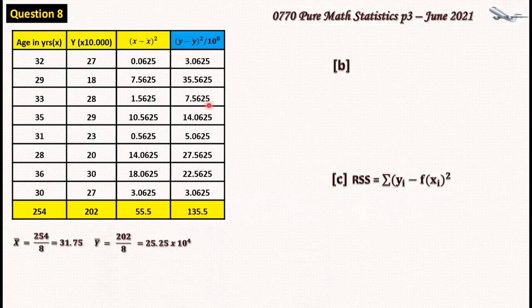Then you do the same for y, but note that when you square this 10,000, which is 10 to the power 4, 10 to the power 4 squared is 10 to the power 8. Okay, so we're going to have 27 minus 25.25 squared. The next one is 18 minus 25.25 squared. The next one is 28 minus 25.25 squared, and so on. You square all of them. When you add, you're going to have 135.5 at the end.